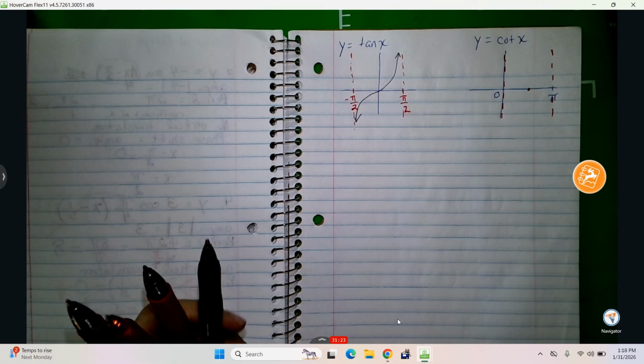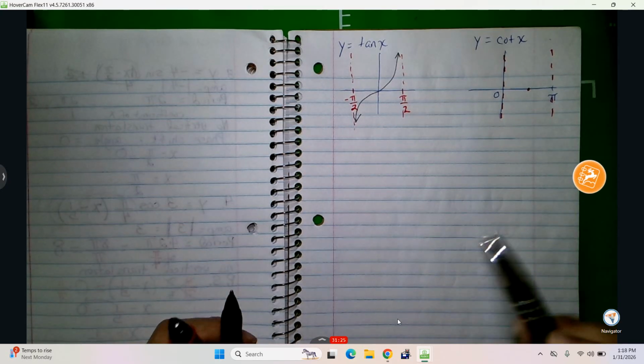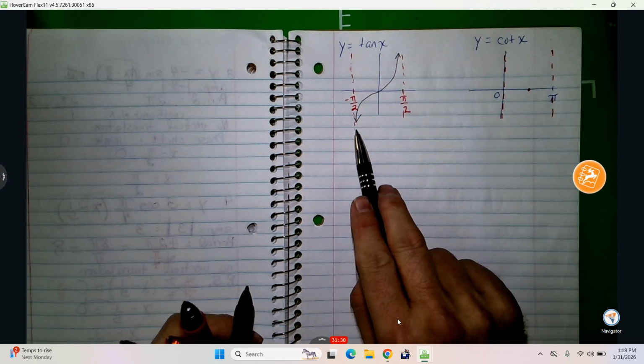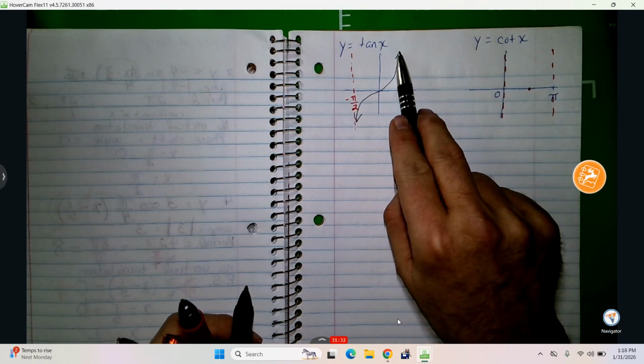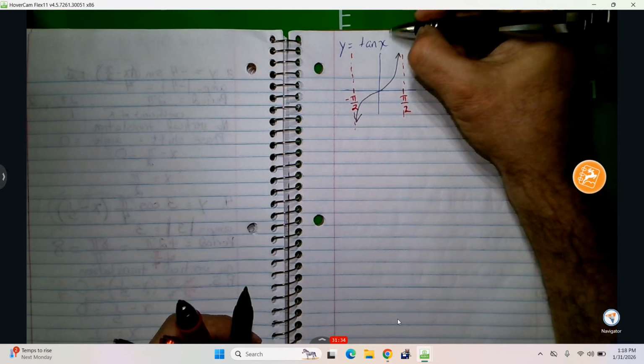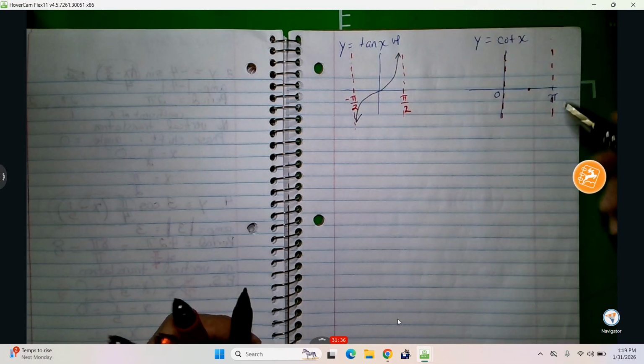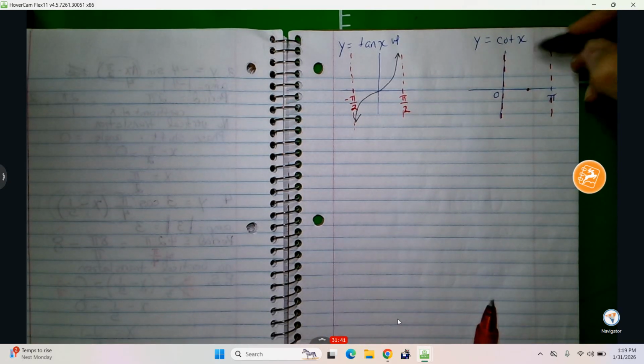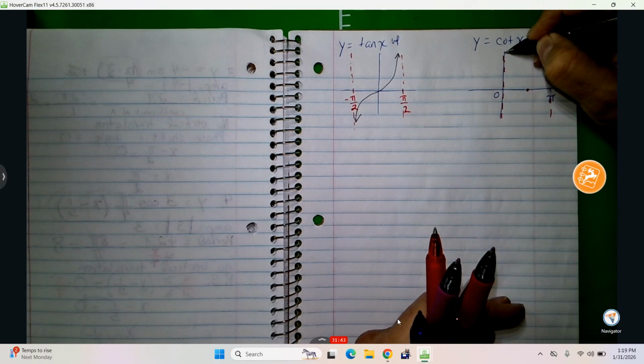What could I do? So, anyway, notice when you look from left to right, tangent x's basic shape goes up. Cotangent, when you look from left to right, goes down.